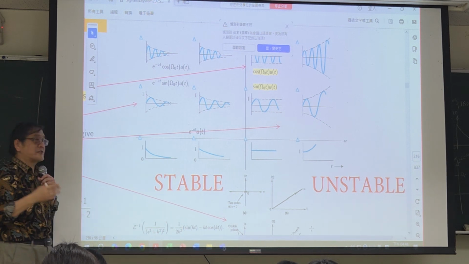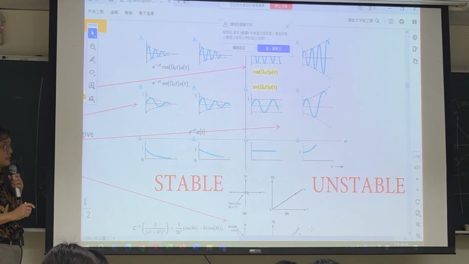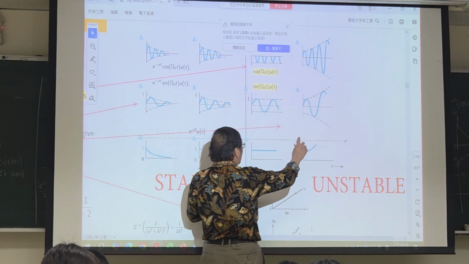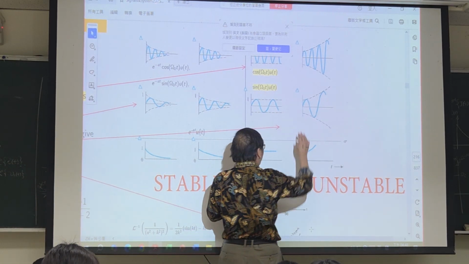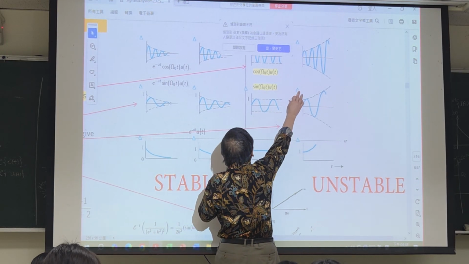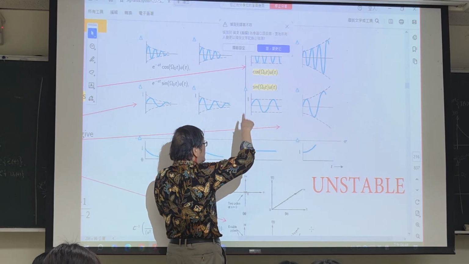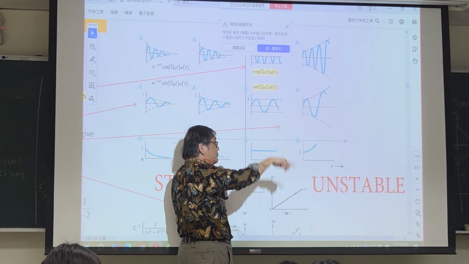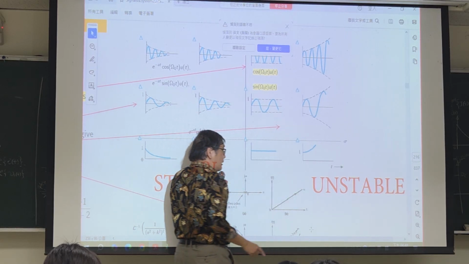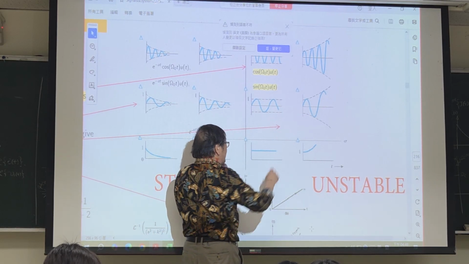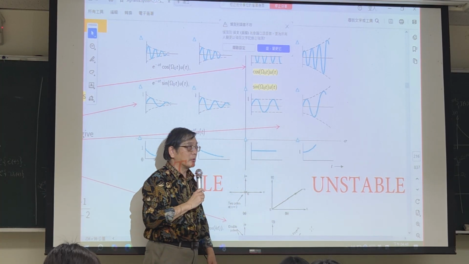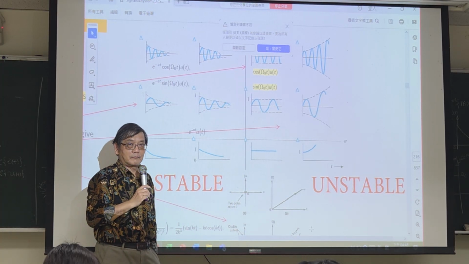And this kind of response is called stable response. The system will be called stable system. Alternatively, if there's a pole located on the right half plane, and these are the right half plane poles, you can see that it's going to oscillate with bigger and bigger amplitude. This is going to grow without bound. So this kind of response is called unstable response, and the corresponding system will be called unstable system.